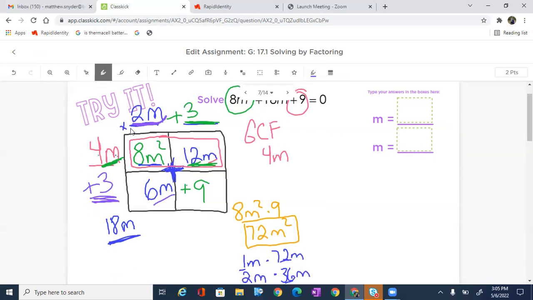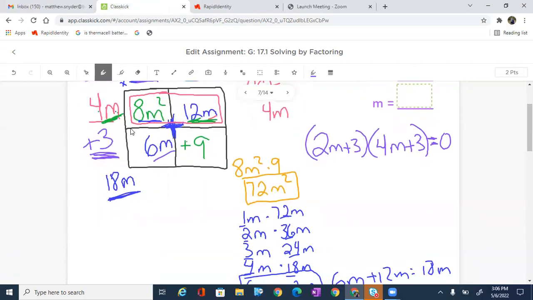Now, at this point, we have our factored form. We have 2m plus 3, and we have 4m plus 3, and that is equal to 0. So we factored that and we still have it equal to 0. So in order to solve for m, we're going to take those two pieces apart and simply solve them.